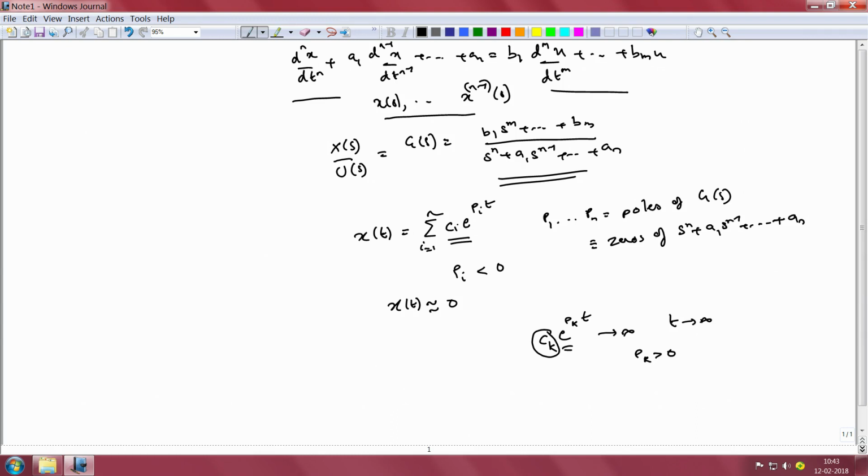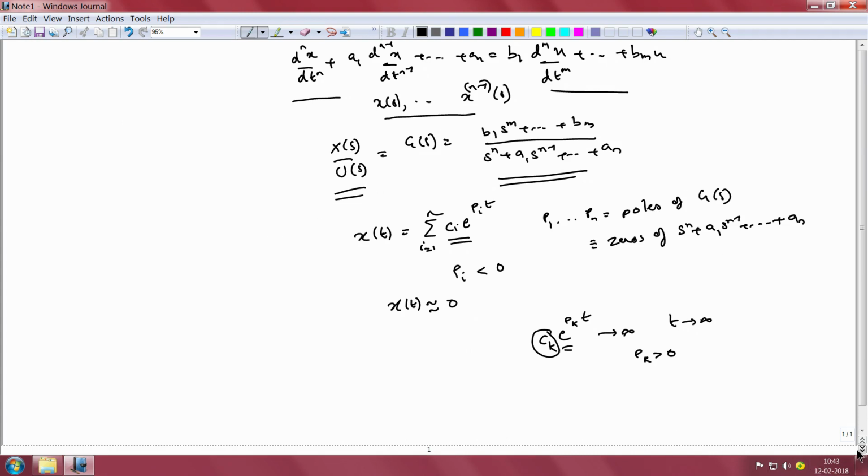Therefore, in either case, whether you are dealing with a stable system or an unstable system, initial conditions do not play a significant role. So, henceforth we shall not talk too much about the response of the system to initial conditions, and we shall focus exclusively on the response of the system to inputs. In other words, we will focus exclusively on x of s by u of s, which is given by the transfer function g of s.